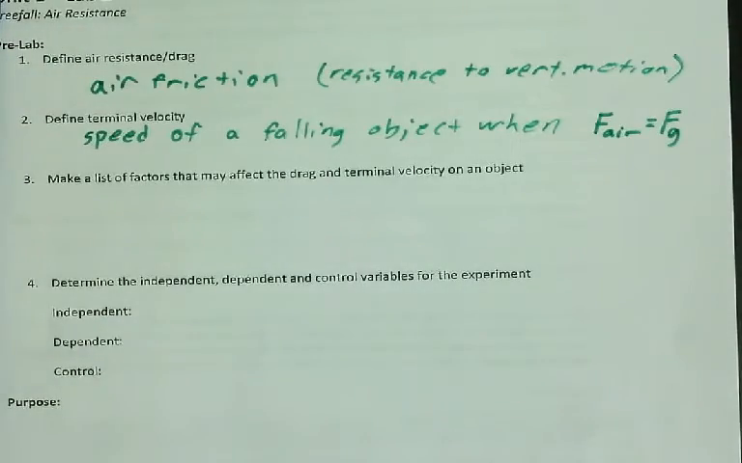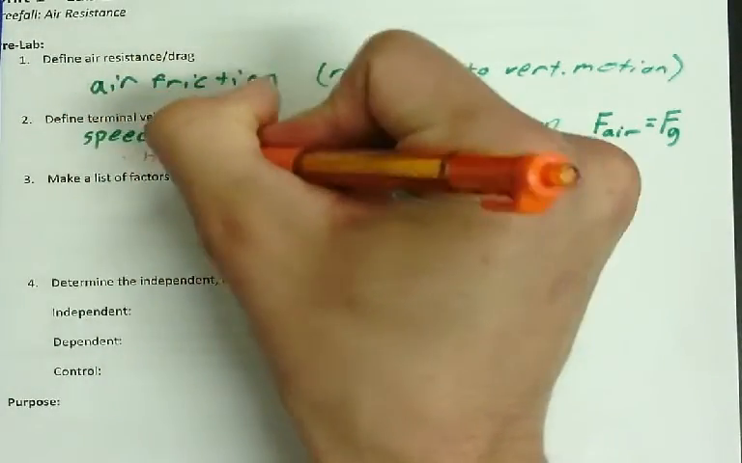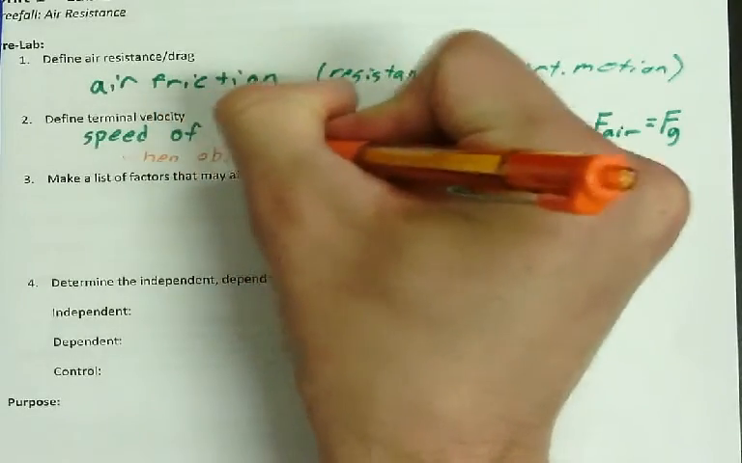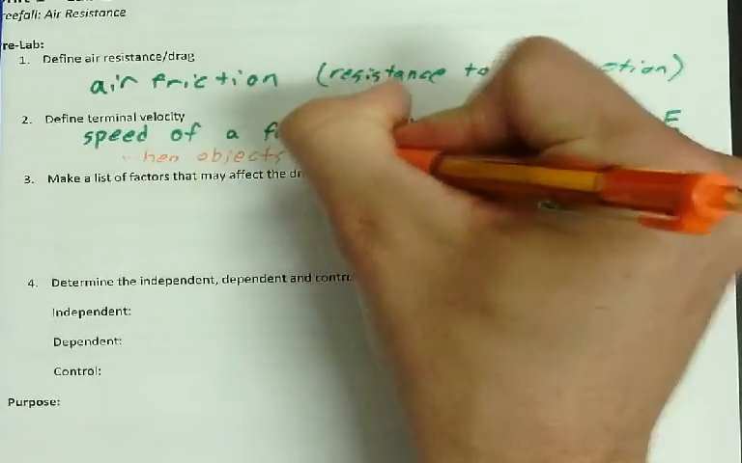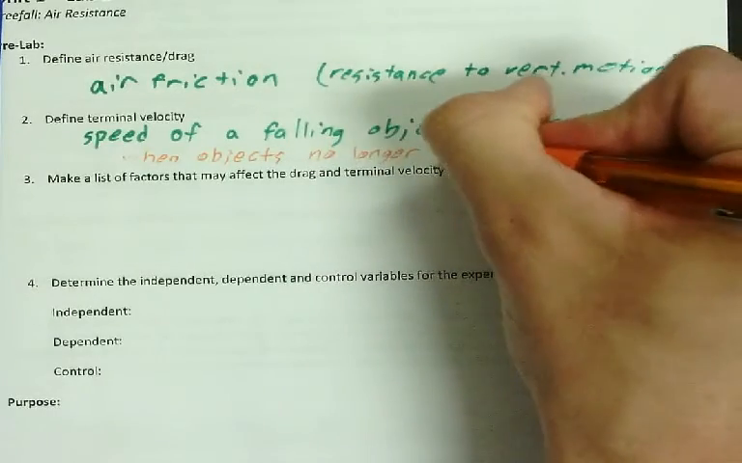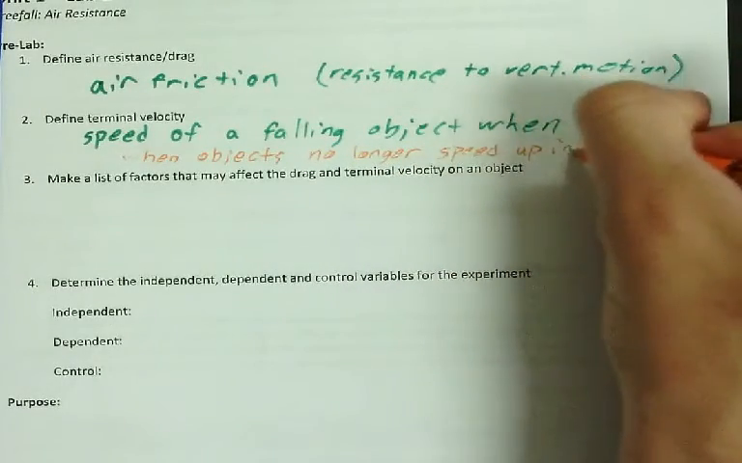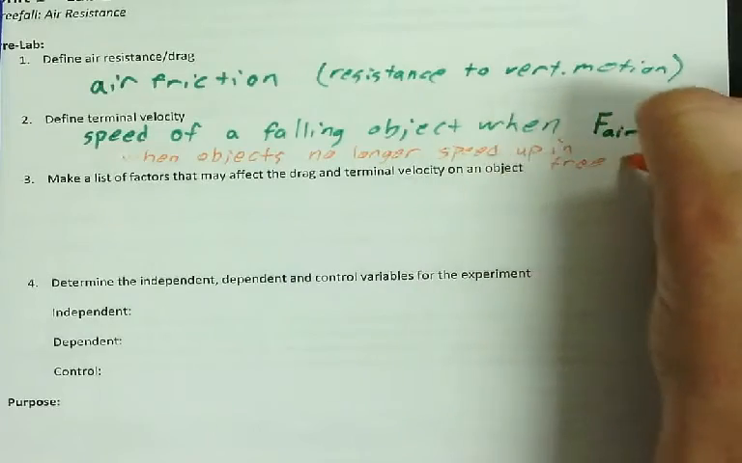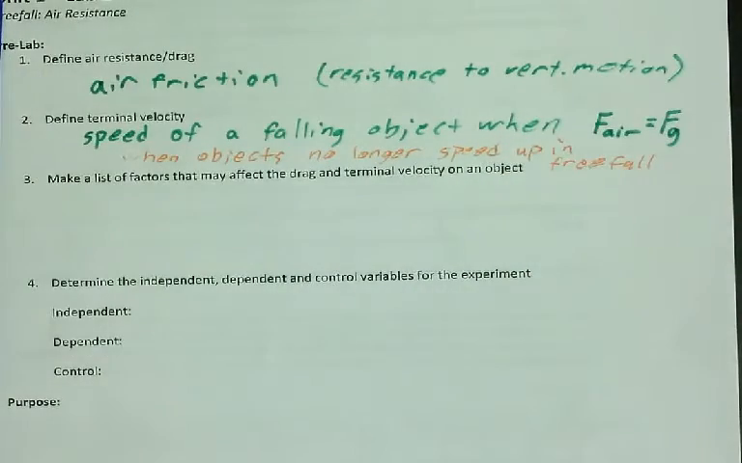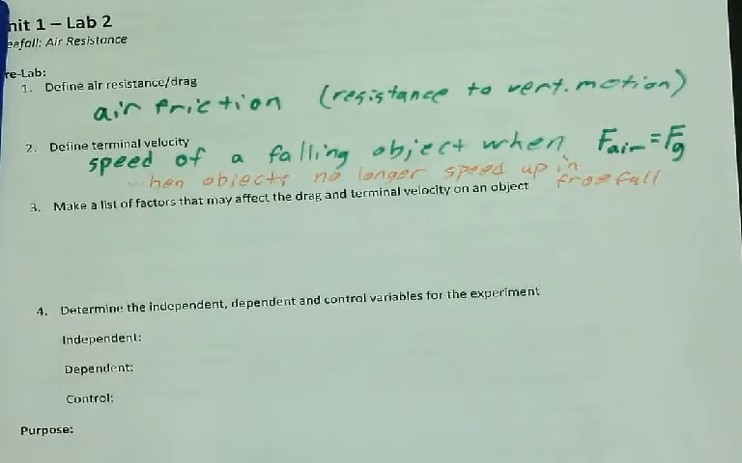A simpler way of thinking about it, it's when objects no longer speed up in free fall. So as an object falls, at some point in time, it stops accelerating. And at that point, it's called terminal velocity.